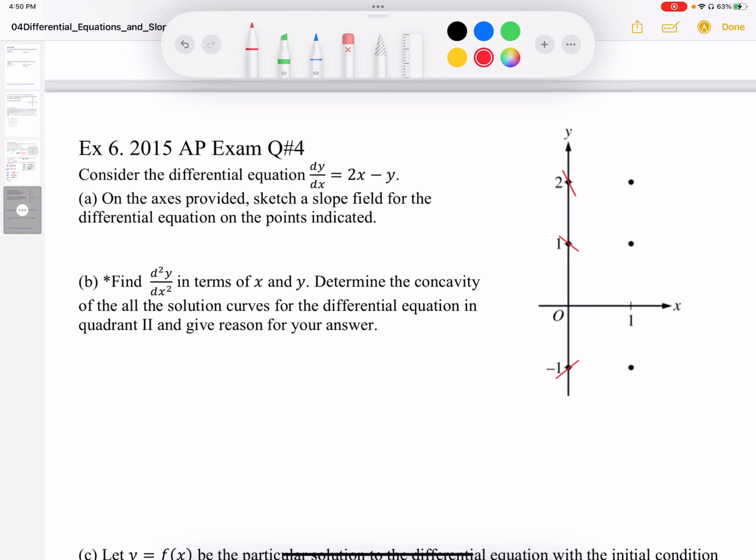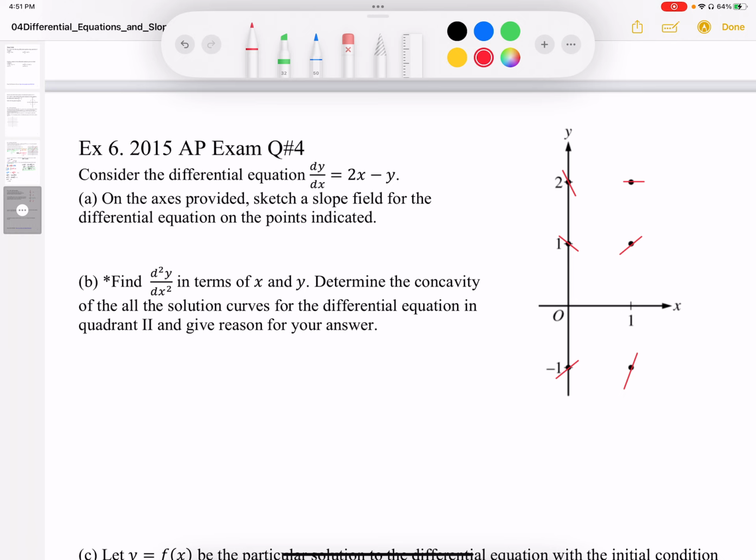Okay, then we go to x is 1, y is 2. X is 1, y is 2, we get the slope is 0, so we get a horizontal line segment there. X is 1, y is 1, so we get a slope of positive 1. And lastly, x is 1, y is negative 1, we get a slope of positive 3. So we're going to have a relatively steep slope section through there. Okay, so those are my slope sections.